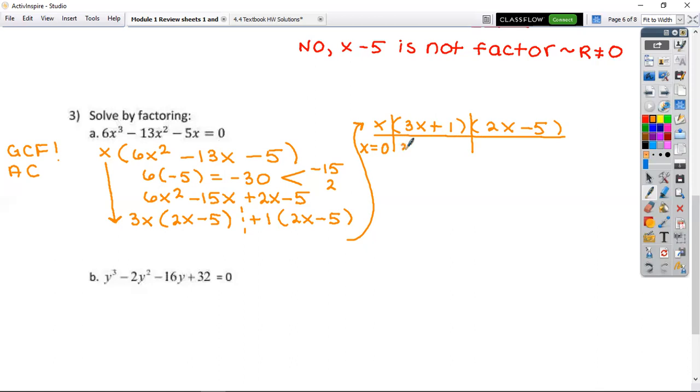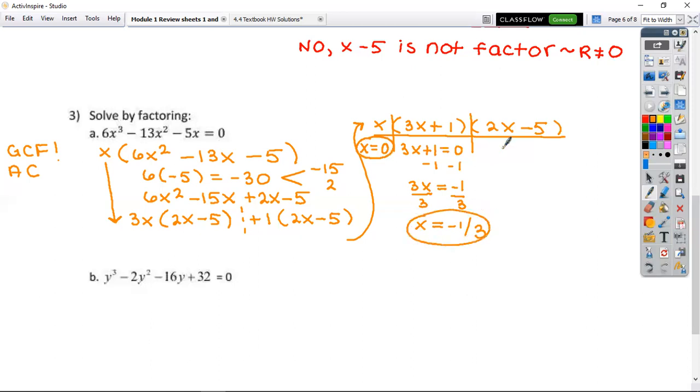The next one is going to be 3x plus 1 equals 0. So -1 minus 1. So I have 3x equal to -1. Divide by 3, and you do have to leave this as a fraction. So this one is x equal to negative 1/3. So that's my next answer. So I have this one. I have this one.